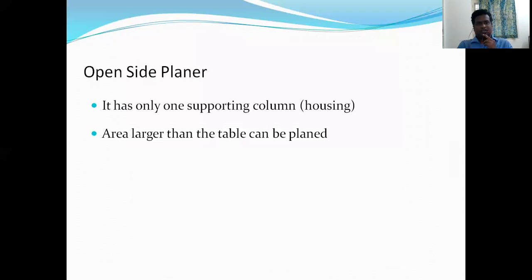Okay. Open side planer. It has only one supporting column or housing.